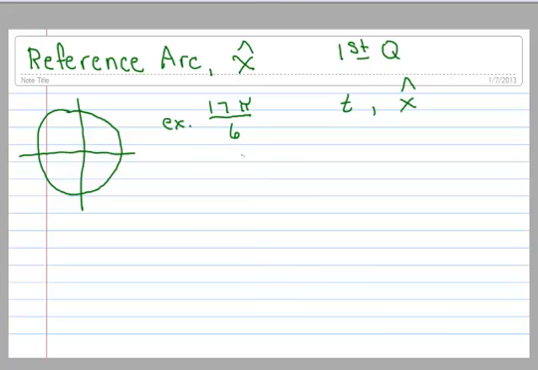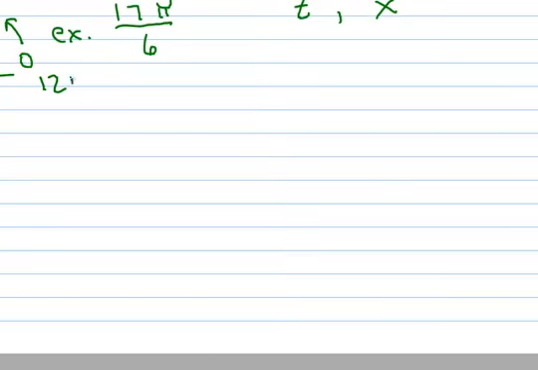So we want to find the reference arc for the arc 17 pi over 6. And I've already got my circle drawn. I start here at 0 and I go in the positive direction. And I know by looking at 17 pi over 6 that this is a multiple wrap. In other words, I started at 0, I went all the way around, I passed 2 pi. 2 pi in terms of sixths is 12 pi over 6, and because my arc is 17 pi over 6, I know I've gone past 12 pi over 6.